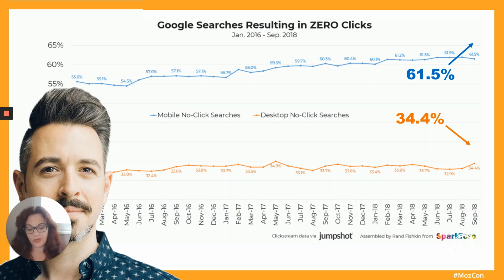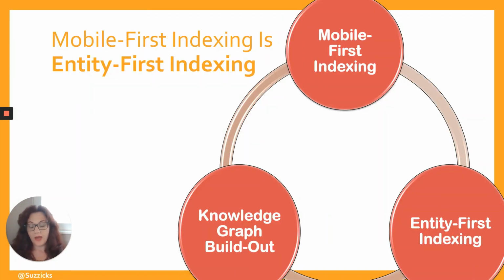So the first thing I want to show you is how I conceptualize mobile first indexing. And it's a little bit different than a lot of the other SEOs out there that talk about SEO and even mobile related topics. I think that mobile first indexing is more accurately described as entity first indexing, which means essentially a massive knowledge graph build out. So when we say the word entity, what we mean is a concept, or really a person, place, thing, or idea, a noun, that exists before keywords.